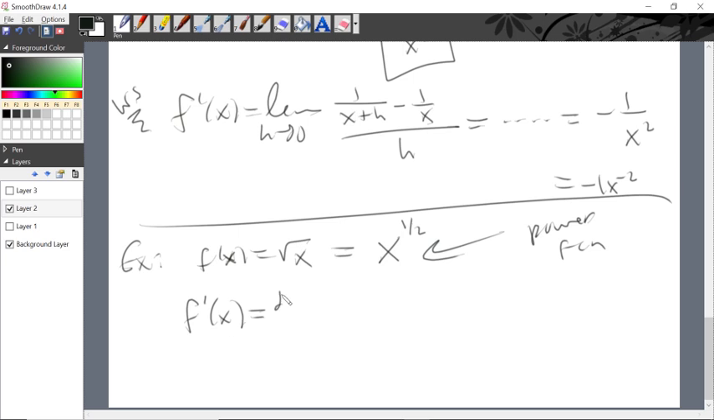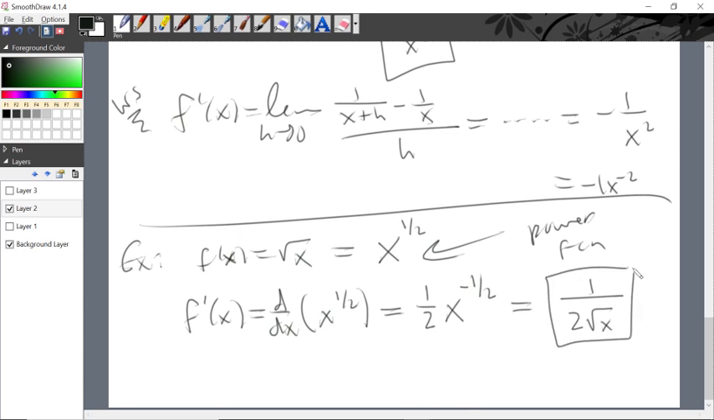Then f prime of x is the derivative of x to the 1/2. That's the derivative of a power function. And so we move the exponent to the front, and then we subtract 1 from the exponent, so we get 1/2 x to the negative 1/2, or we can also write that as 1 over 2 root x. And so the derivative of the square root of x is 1 over 2 square root of x.